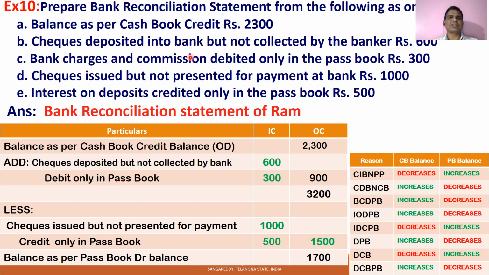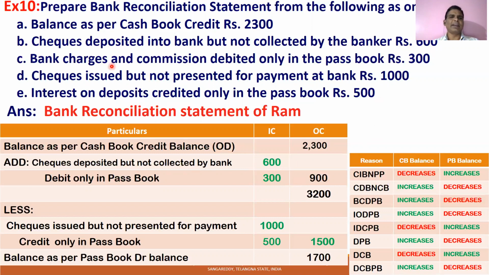First point, checks deposited into bank but not collected by the bank, 600. Checks deposited, we debit the cash book, so cash book increases. The fundamental point: checks deposited, cash book increases. Where to add? Checks deposited but not collected, add 600.